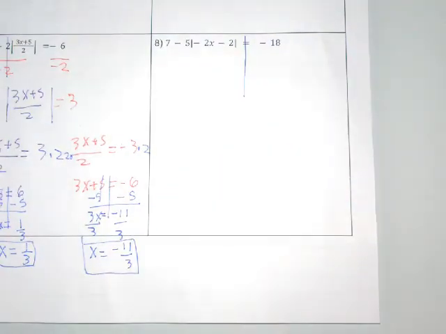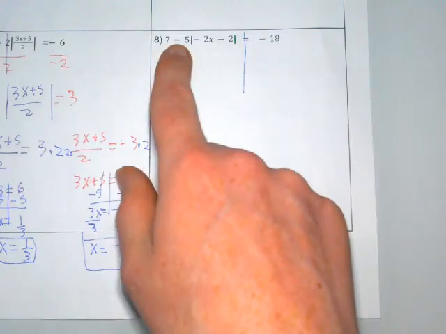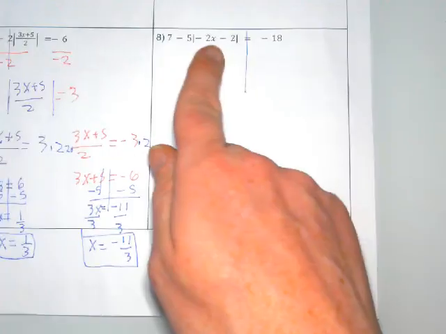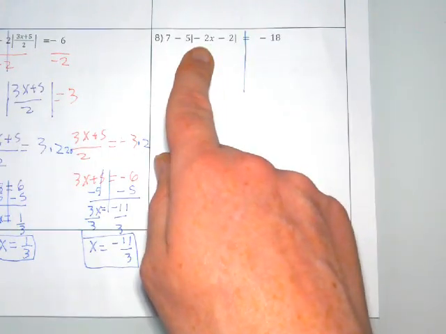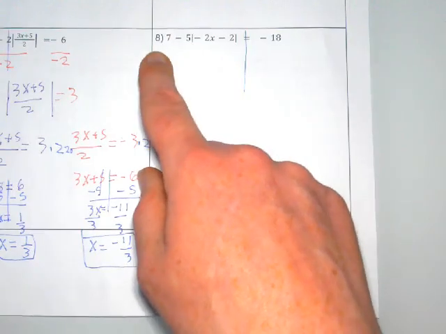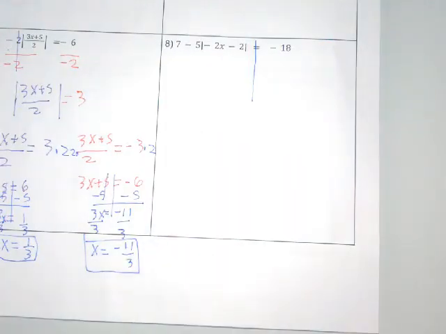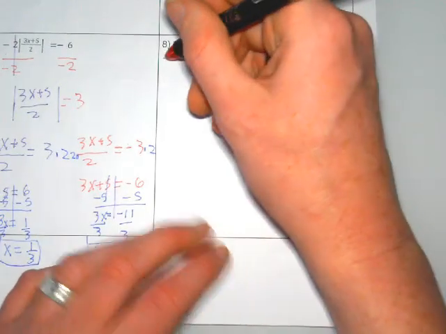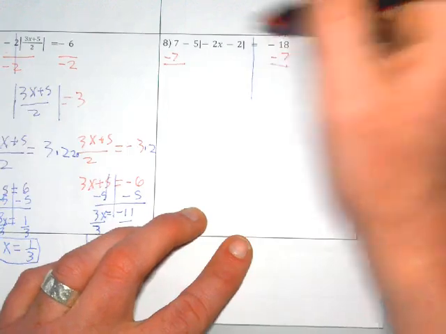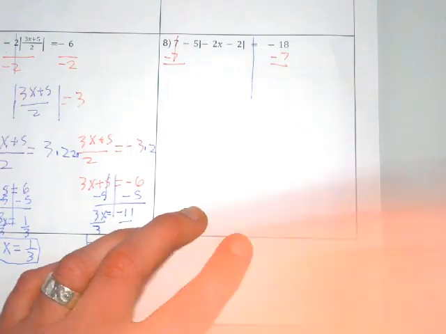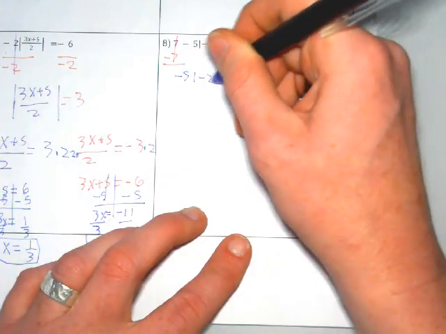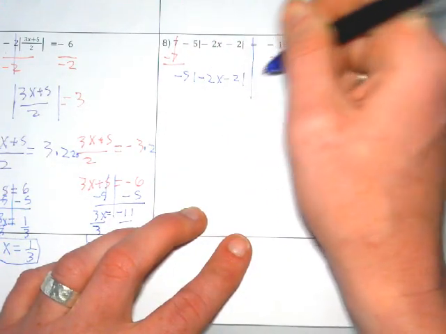The reason for that is I cannot get rid of the negative 5 yet, because that is trying to multiply the inside of my absolute value. I can't undo multiplication until my second step here, so first I have to get rid of this positive 7. I do that by applying the opposite to both sides, which is a negative or minus 7. That cancels out here, leaving me with negative 5 times the absolute value of negative 2x minus 2 is equal to negative 18, negative 7 make negative 25.